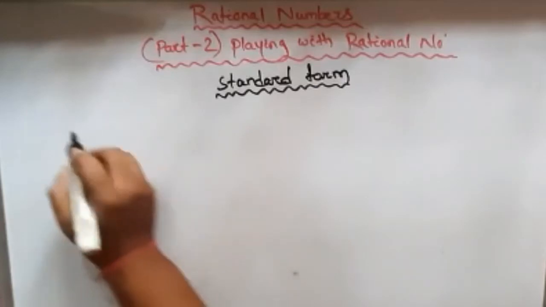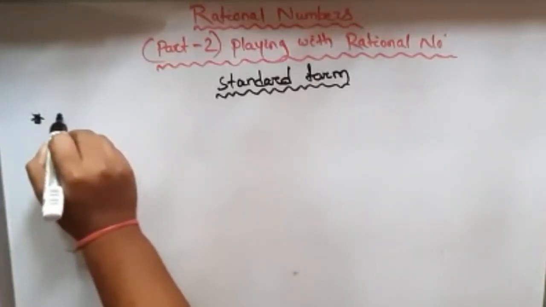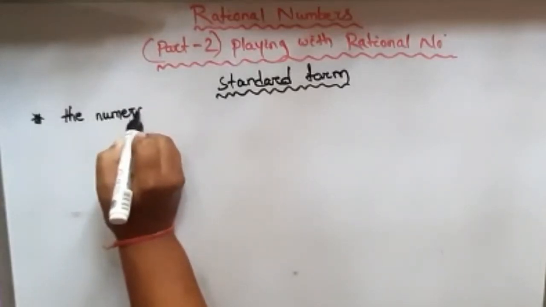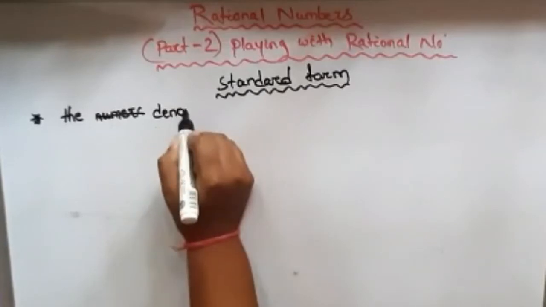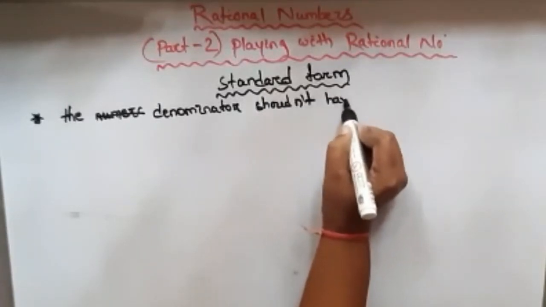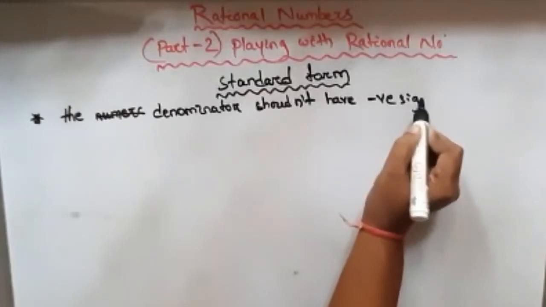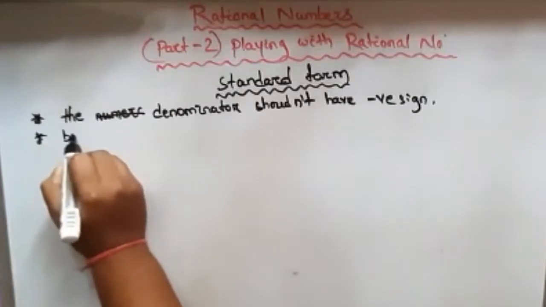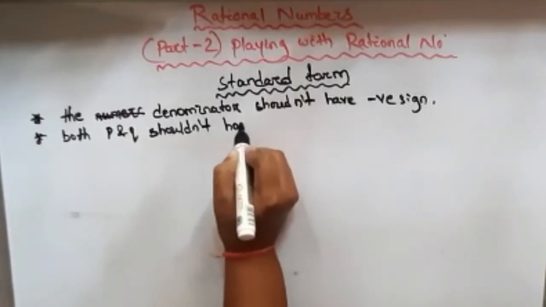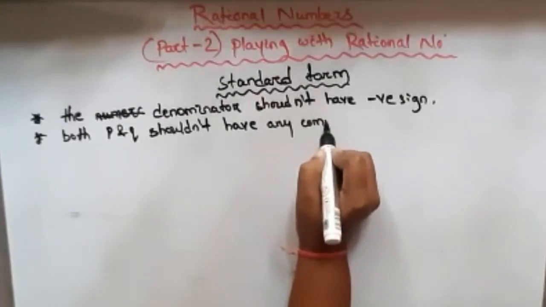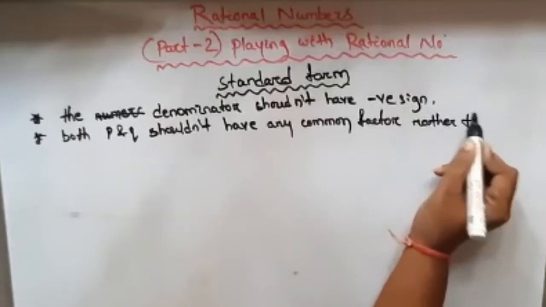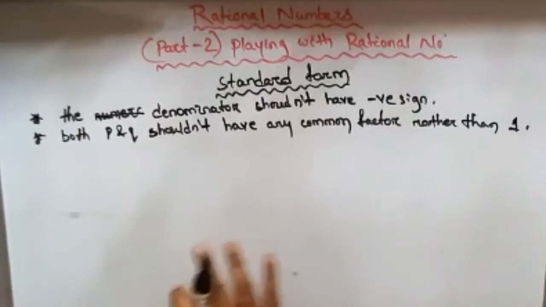So standard form means, first point, the denominator shouldn't have the negative sign, and both P and Q shouldn't have any common factor other than 1. So this is the standard form.